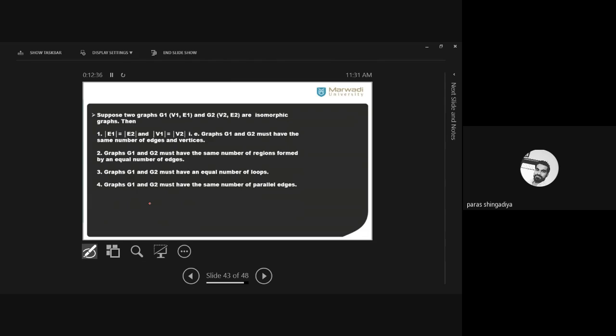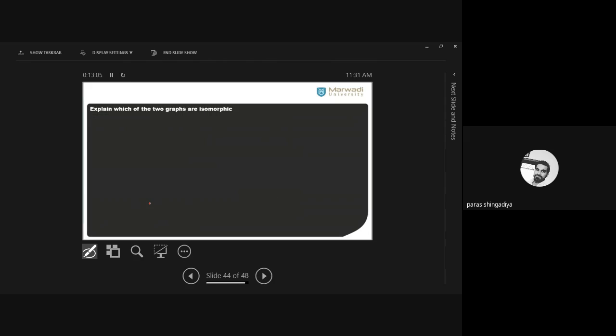Okay, if any data is mismatched, then you can directly write that it is not an isomorphic graph without using the one-to-one correspondence. Okay. Then after that, they should have the same number of regions, the same number of parallel edges, and the same number of loops. Okay. If one graph contains one loop, then the second graph should also contain one loop. If the first graph has two parallel edges, then the second graph should also have two parallel edges. So those are the simple results.